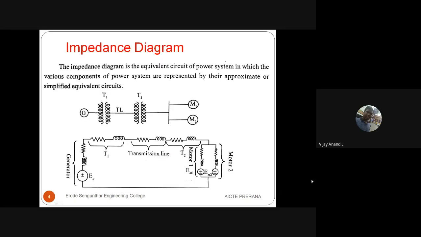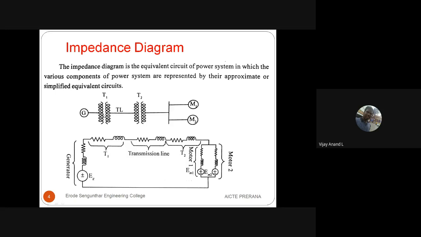Impedance diagram. The impedance diagram is the equivalent circuit of a power system in which the various components of a power system are represented by their approximate and simple equivalent circuit. That is, it's nothing but the single line diagram replaced by an equivalent circuit in the form of impedance. For example, let us see the single line diagram of a generator. This generator has to be replaced by an equivalent circuit in the form of impedance. Here we have to put a source along with an impedance. Impedance consists of a resistance plus reactance. So resistance and reactance are connected across the source.